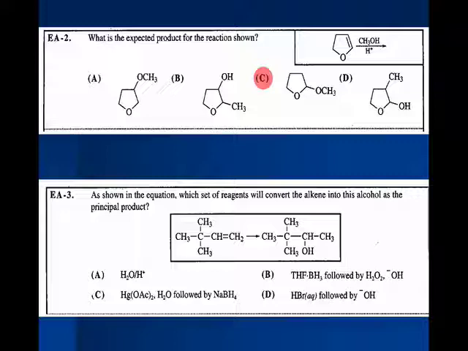EA3. As shown in the equation, which set of reagents will convert the alkene into this alcohol as the principal product? What kind of alcohol is it? Is it a Markovnikov alcohol or an anti-Markovnikov alcohol? It is Markovnikov. Very good. You can eliminate B because B gives us anti-Markovnikov alcohols. It would, but then followed by OH could displace the bromide, right?